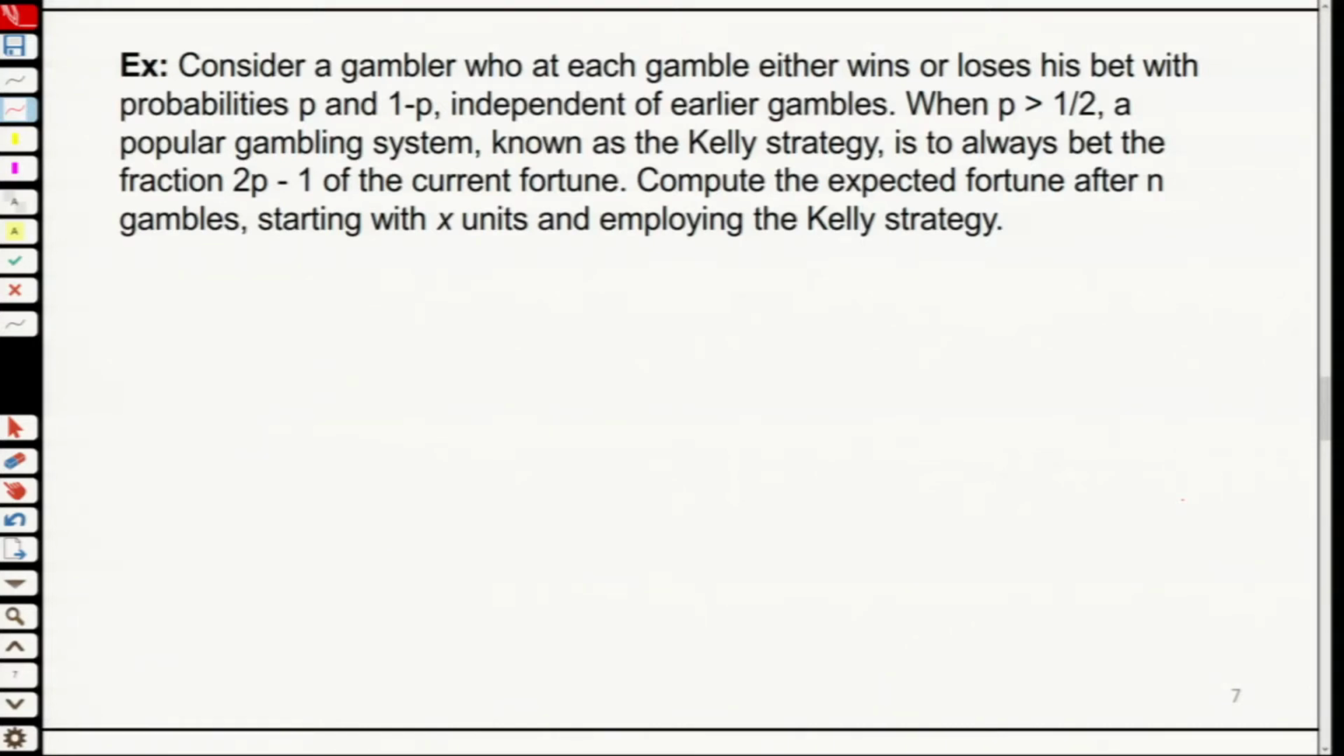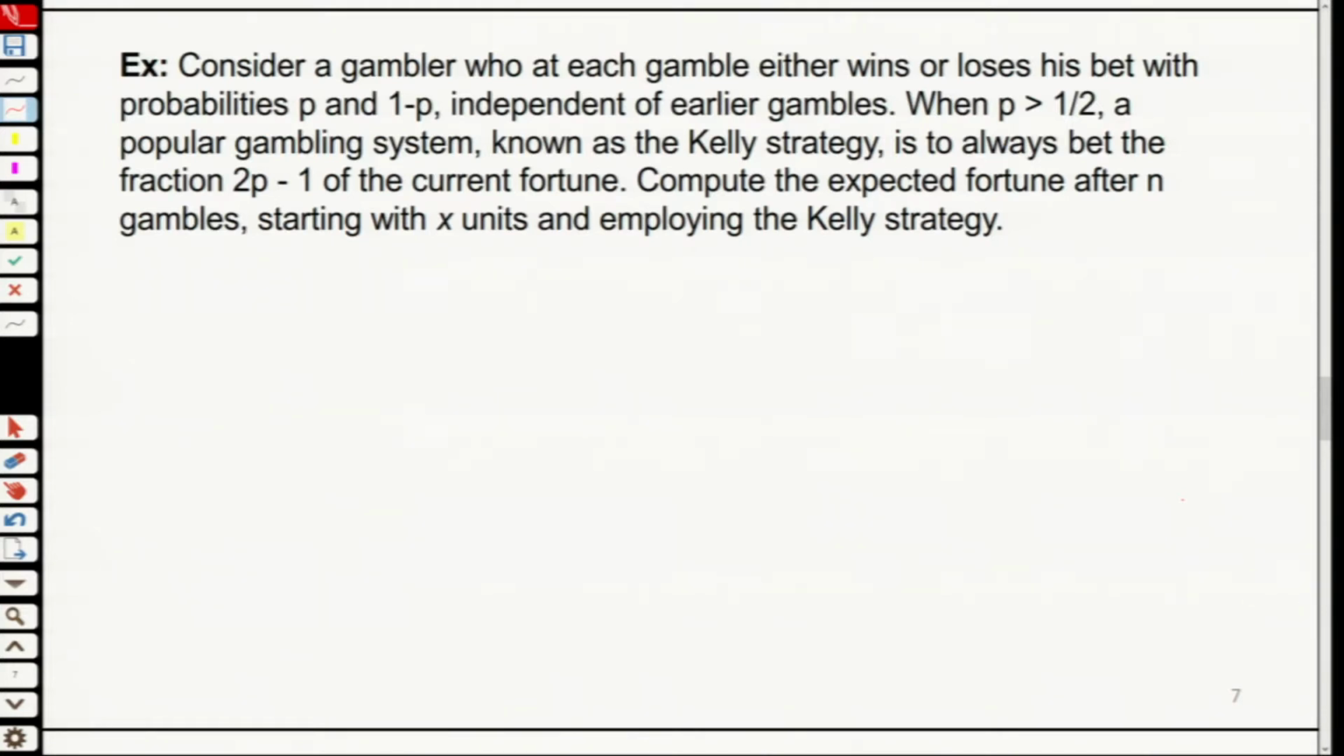Consider a gambler who at each gamble either wins or loses his bet, with probability P and 1 minus P, independent of earlier games. It's okay to be independent because this is an independent game you play. When P is greater than 1/2, a popular gambling system known as the Kelly strategy is to always bet the fraction 2P minus 1 of the current fortune you have. Suppose you gamble, and then you lose and you win. The current fortune you have actually changes, right? So based on the current fortune you have, you just invest 2P minus 1 of it, and then you bet on top of that.